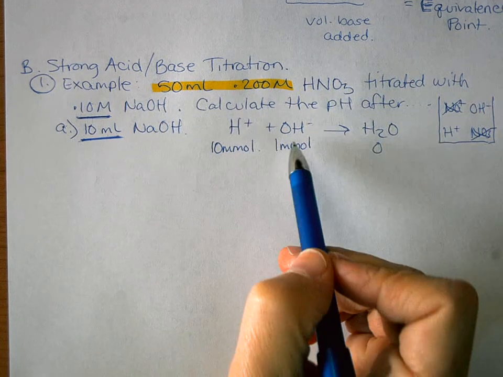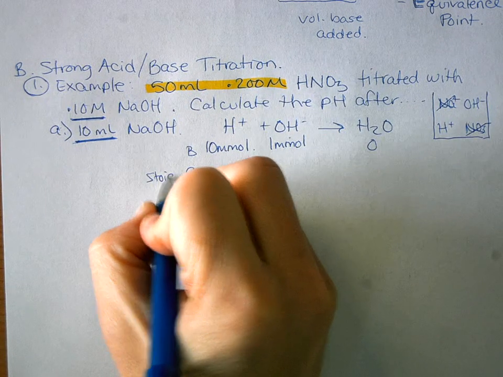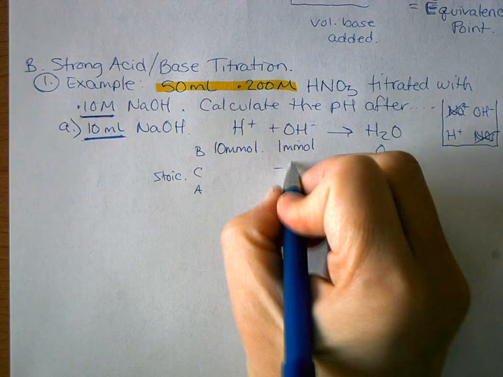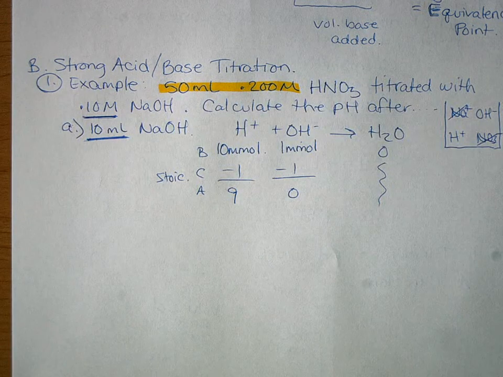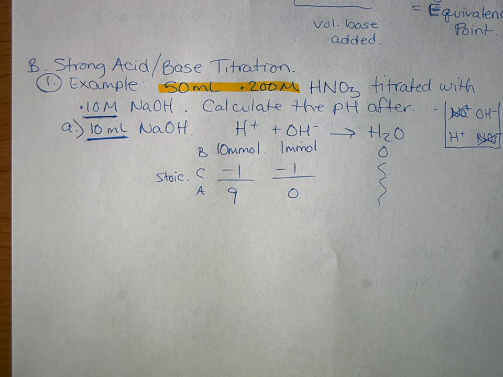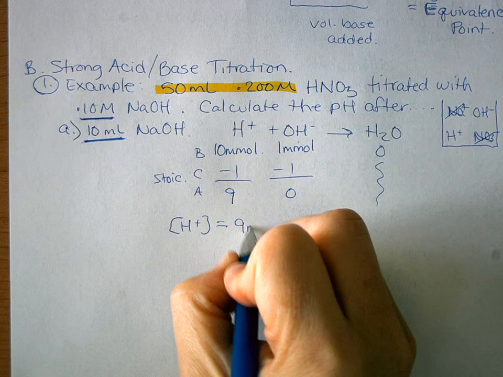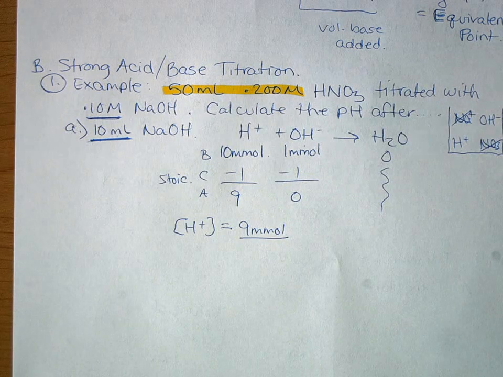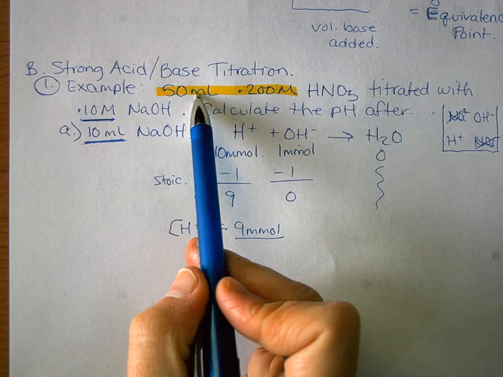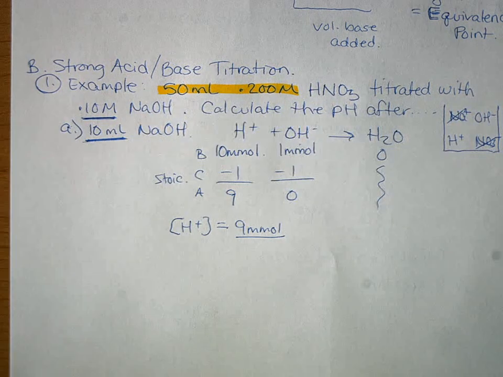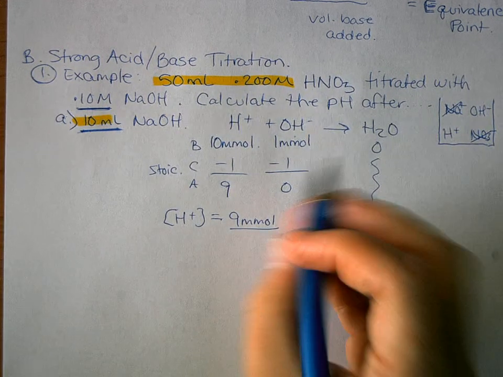Now hydroxide is going to be limiting here, so this is a BCA table. This is stoichiometry, not equilibrium. I would do -1 gives me 0, -1 gives me 9. I don't care about water at all because it has nothing to do with the pH. And so my hydrogen ion concentration is 9 millimoles over, now my total volume, I'm trying to find molarity here, so I need millimoles over milliliters. I had 50 milliliters of nitric acid to begin with. I added 10 milliliters, so my total volume is 60 milliliters.